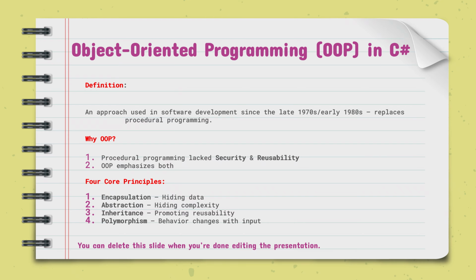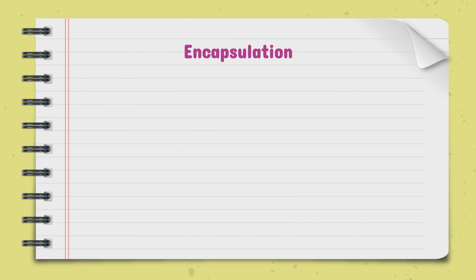Four pillars of OOP, the core principles: encapsulation, abstraction, inheritance, and polymorphism. Now we'll talk about encapsulation.